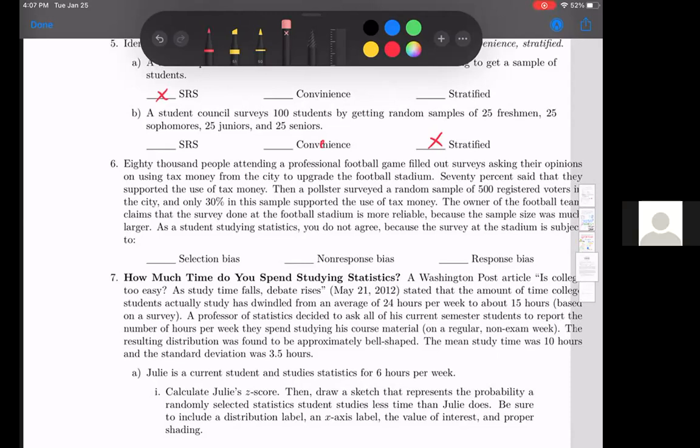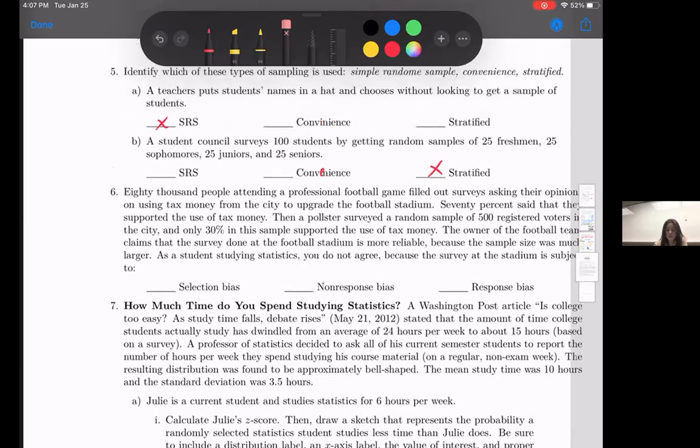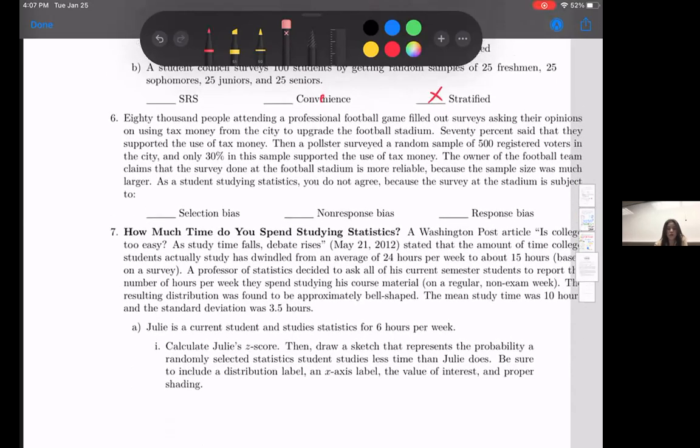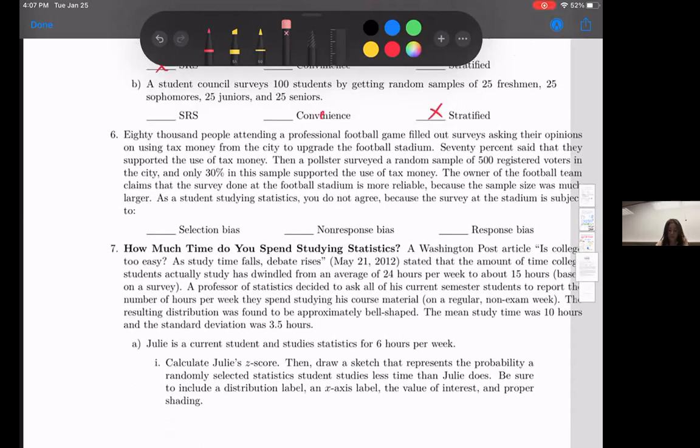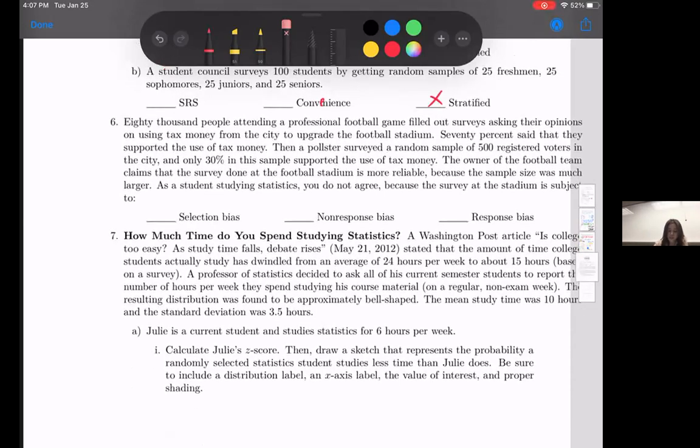They chose people only attending the football game. Good. Why is that selection bias? It's not representative of the general public. Yeah, everybody pays tax, not just people who go to the game, right? So you need to randomize and broaden your sample. Ask by county or by state, not by game. Everybody pays tax, not just people who go to the game. So selection bias.